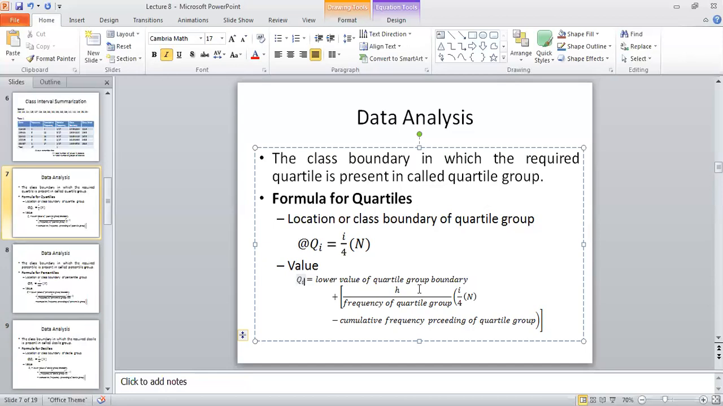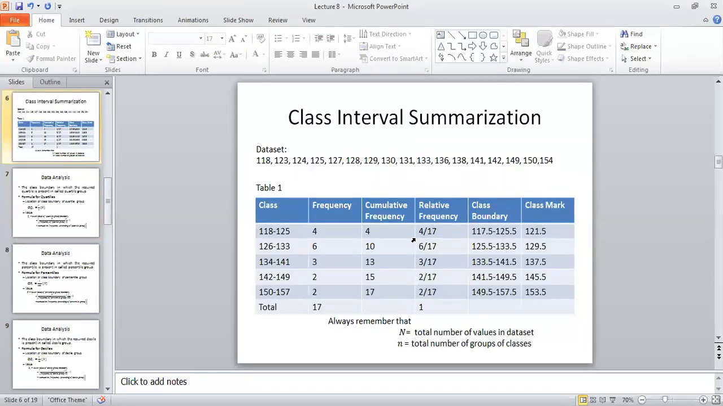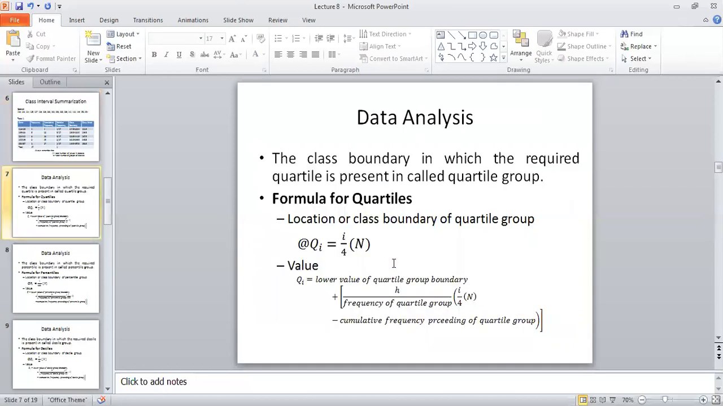That means the cumulative frequency. This is the cumulative frequency column. If you can remember this, recall this. So the cumulative frequency that is prior to the required quartile group is basically put over here.